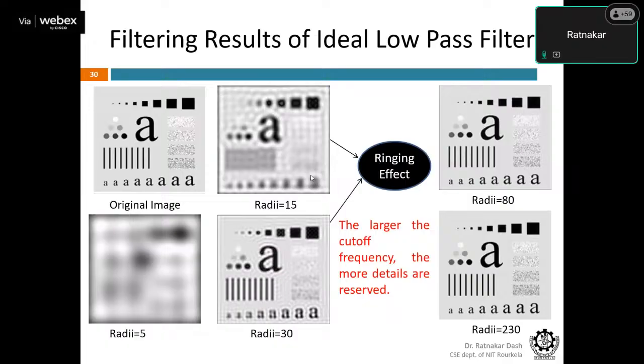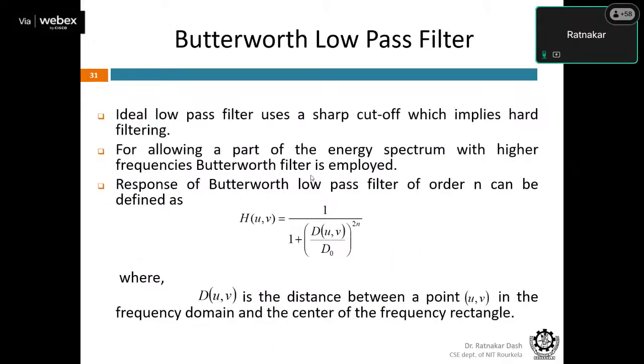As you can observe, the larger the cutoff frequency, the more details are preserved. With different radii, the results are shown for the filtering. You can see that when we use a cutoff frequency or radius of 230, you are able to preserve almost all the information that is present in the image.